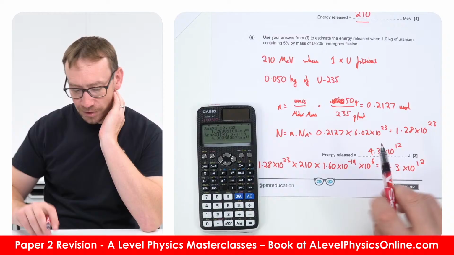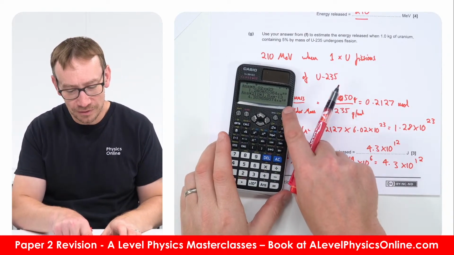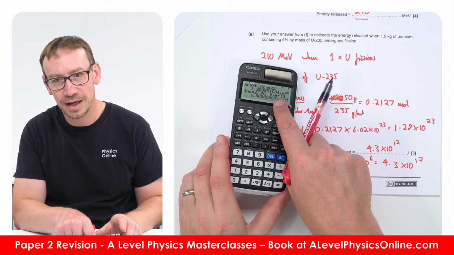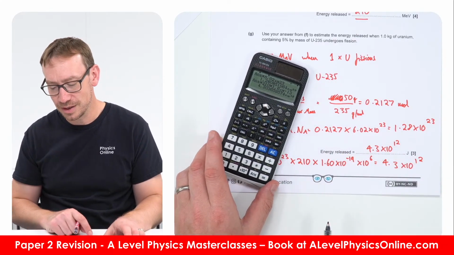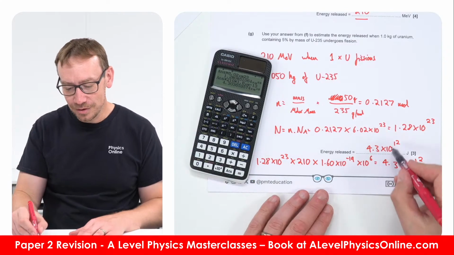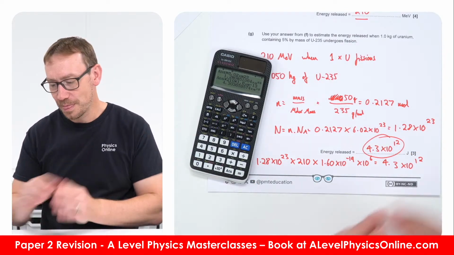So basically I've got 10 to the minus 19 times 10 to the 6, which I then wrote as 10 to the minus 13 on my calculator, which is just 10 to the minus 16 times 10 to the 6, that's 10 to the minus 13. That is a lot of energy, but that's because you get a lot of energy from a small amount of fuel. Right.